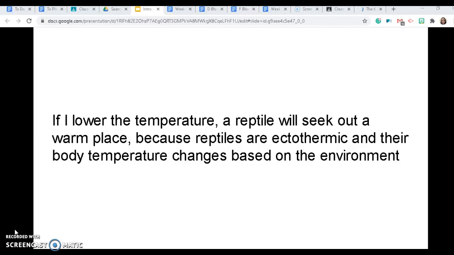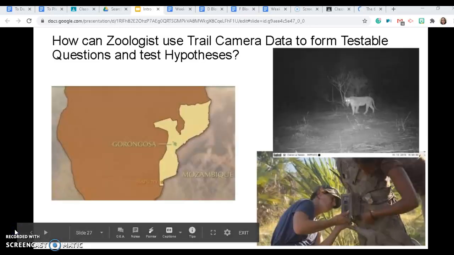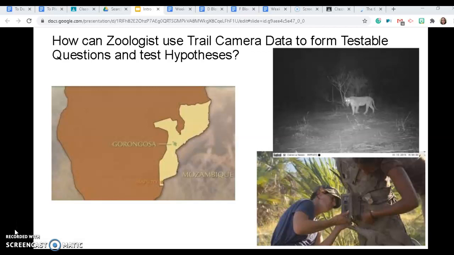A question will pop up on Edpuzzle, and I'd like you to please type your responses and turn it in. When we meet in class, we are going to look at some trail camera data from Gorongosa National Park in Mozambique in order to make some observations, find some patterns, generate questions, and test hypotheses.